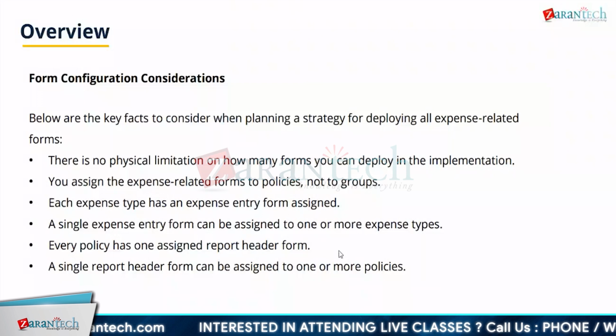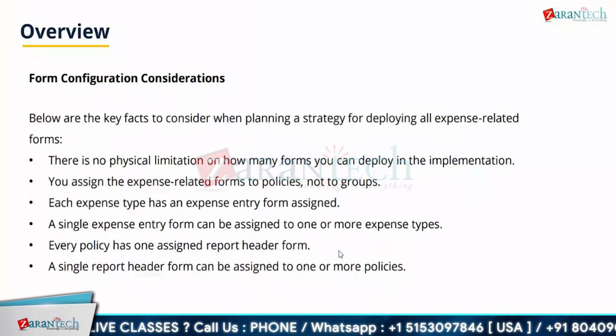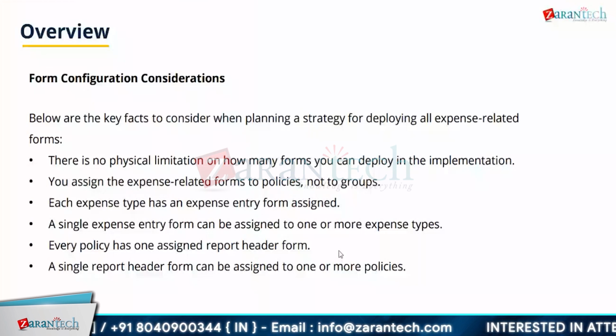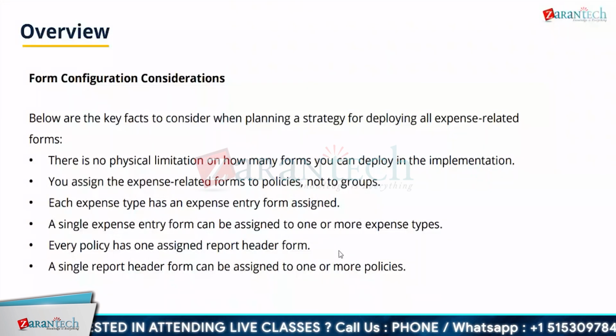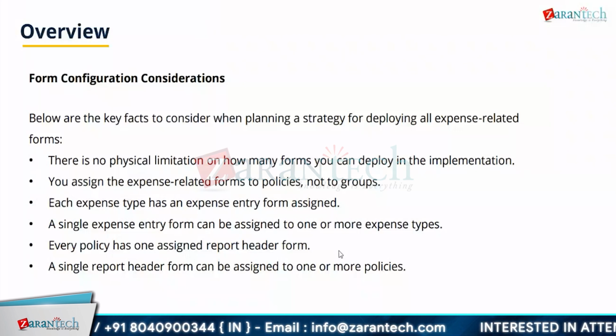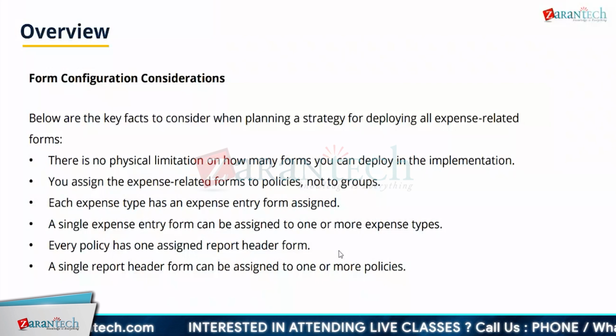Each expense type has an expense entry form associated. So in order to enter the expense related information, we already have an expense form, and that is attached to the expense type. A single expense entry form can be assigned to one or more expense types. So a single entry form is always common for multiple types, right? So that the same form can be used for multiple types. Every policy has one assigned report header form, as we had seen with the header form. A single report header form can be assigned to one or more policies.